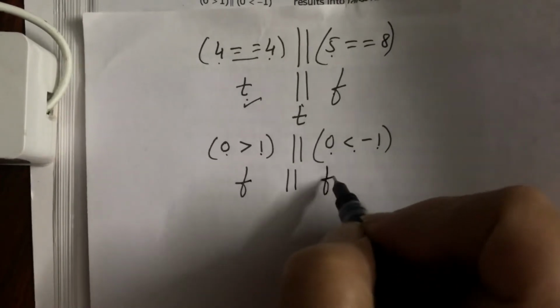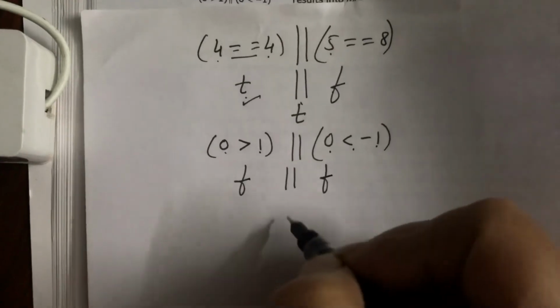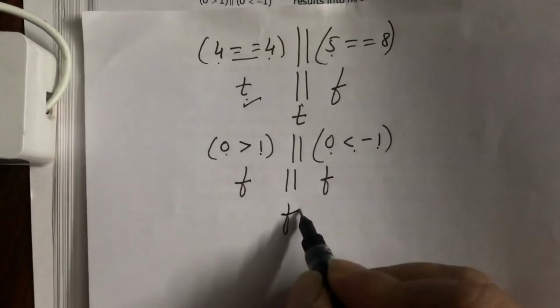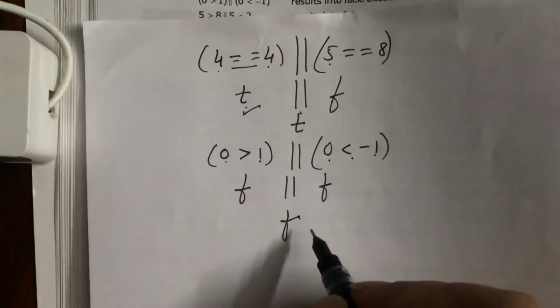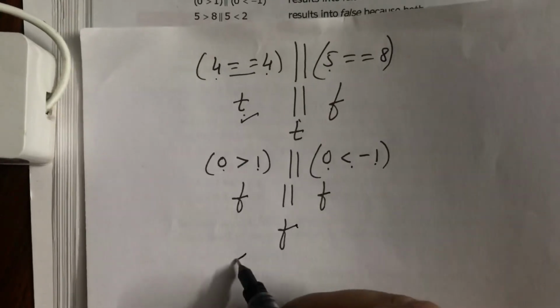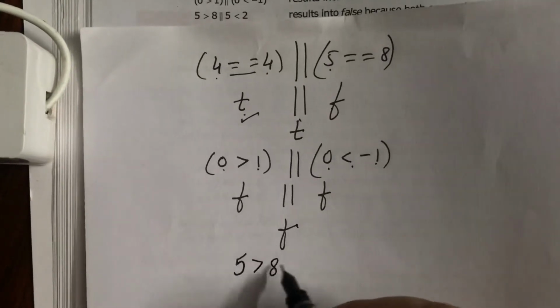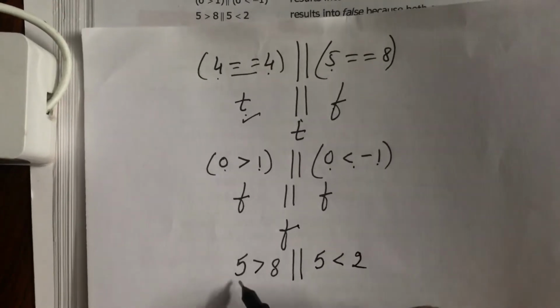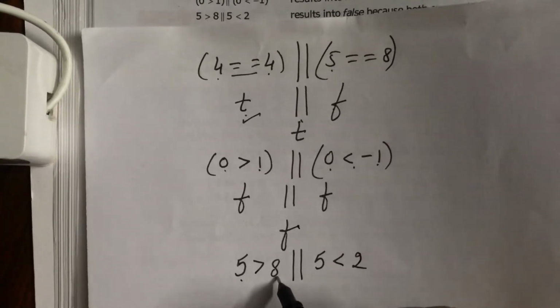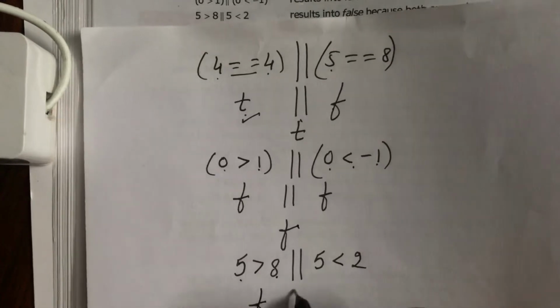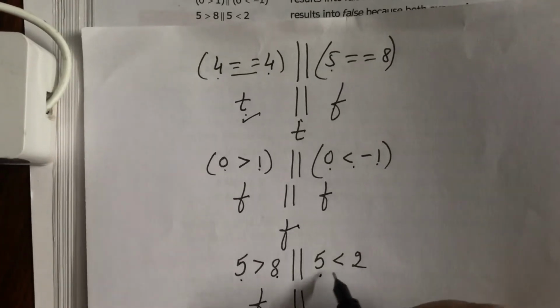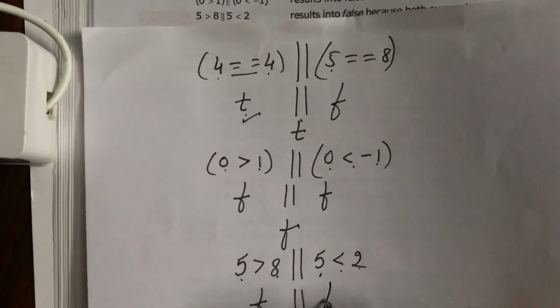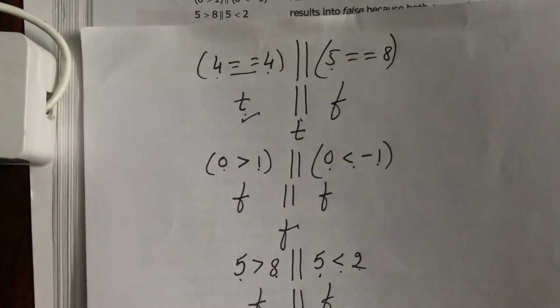False. So both the answers are false and the final answer is going to be false. Okay, so we have next, that is 5 greater than 8 or 5 less than 2. So is 5 greater than 8? False. Or is 5 less than 2? False. So what is the final answer? False.